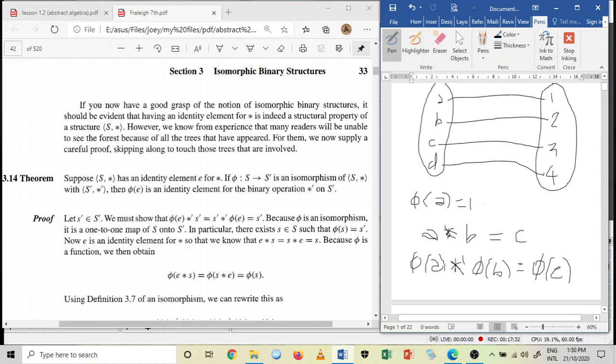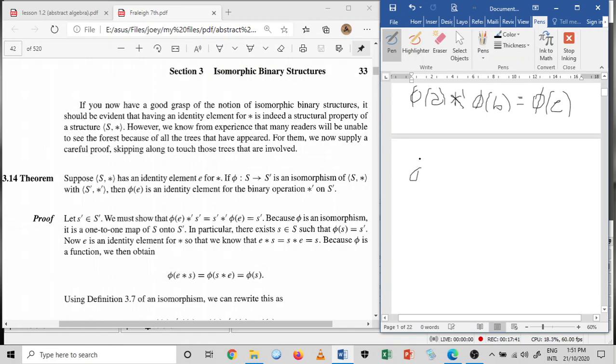In other words, since C is just A operation B, it should be that phi of A asterisk B, this operation being in S, which is C, should be equal to phi of A operation, this time defined in S prime, so asterisk prime, phi of B. That is what we meant by preserving the operations. The function preserves the operations of the two sets.